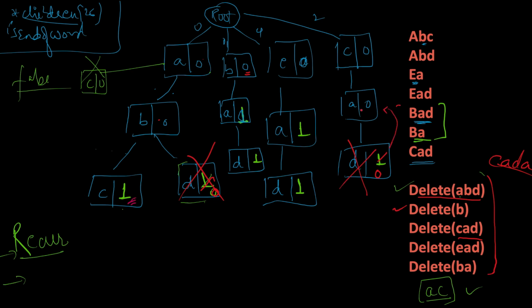Now for this A also, there are no children of this A, and the end of the word is also 0. That is why we delete this. Otherwise, if the end of the word was 1, there would have been a word CA and we could not have deleted this A. Now if we go up, we return null. And for the C also it is the same case, and we delete the C. So in this case, we end up deleting the whole word itself from the trie.